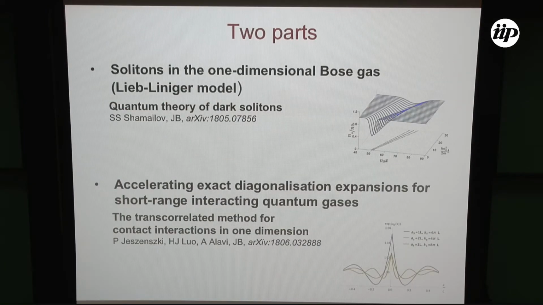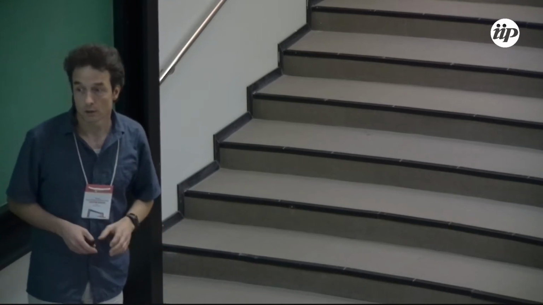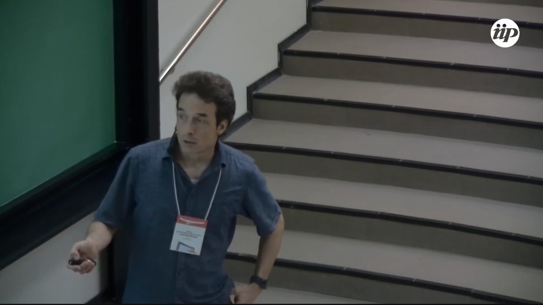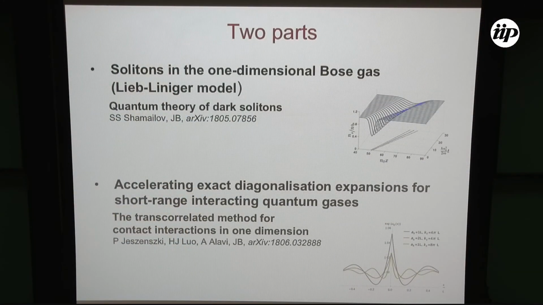So I'm planning to talk about two things today. The first part of the talk will be solitons in the one-dimensional Bose gas, so working with integrability here. And then the second part will also be about one-dimensional quantum gases, but from a much more technical and maybe brutal perspective, looking at how to accelerate the convergence of exact diagonalization expansion. We will talk about it when we get to it.